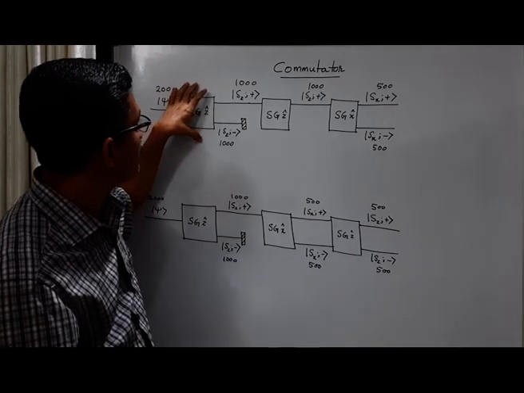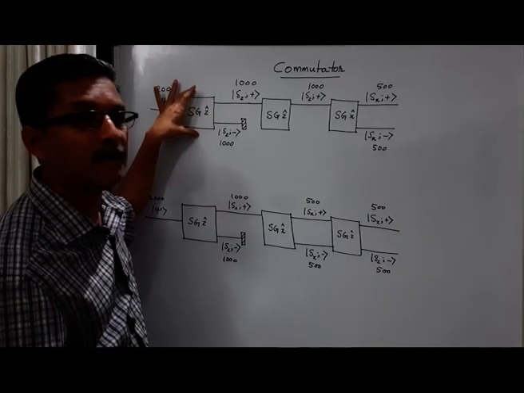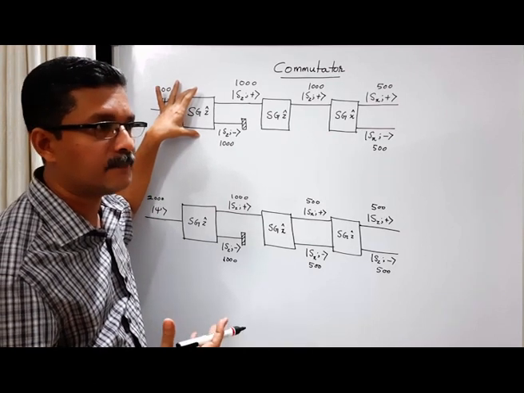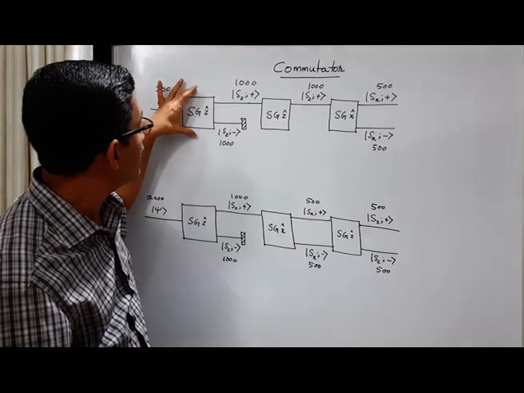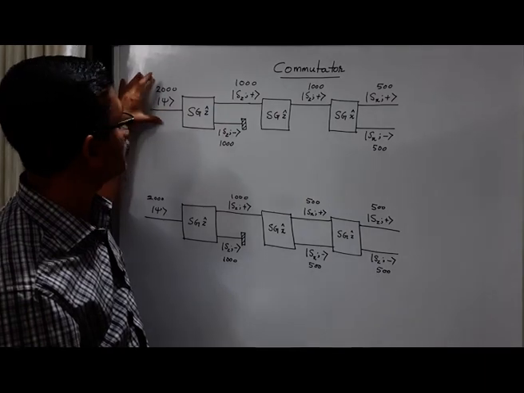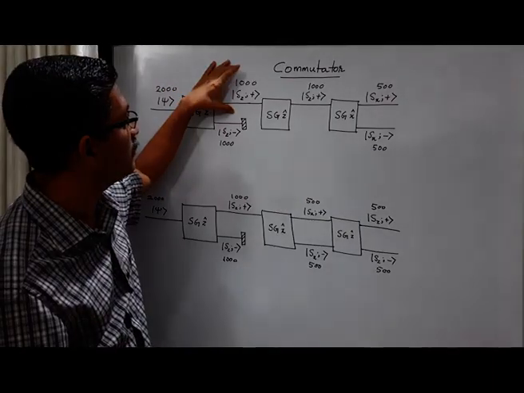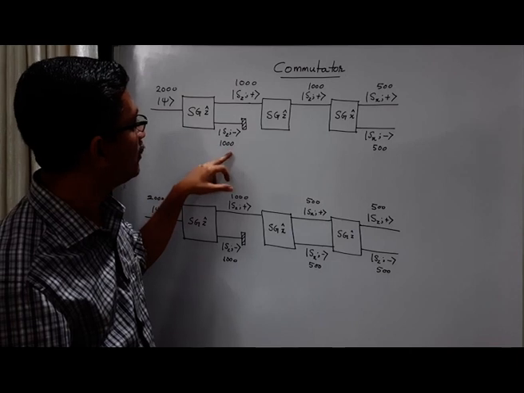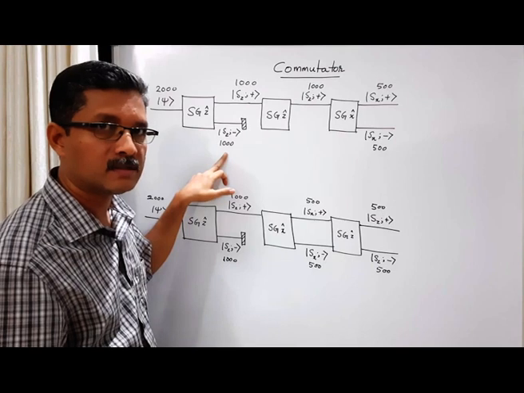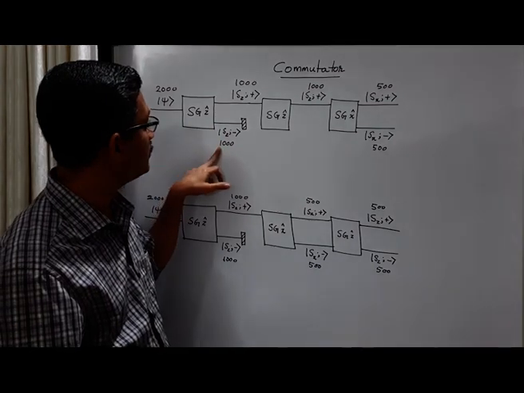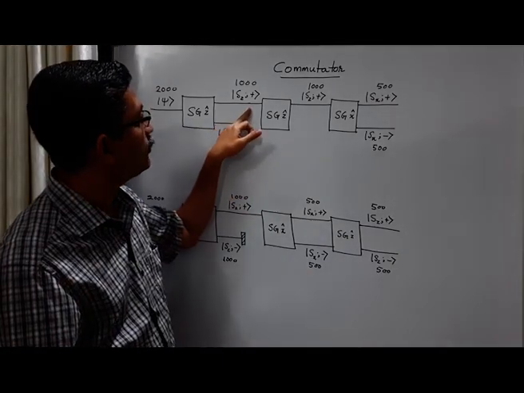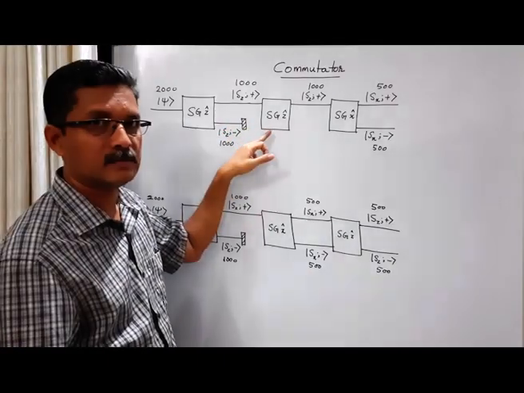The first Stern-Gerlach apparatus does a selective measurement. It acts as a filter. Here we measure spin in the z direction. There are 2000 particles here, so nearly 1000 particles will have upspin in the state Sz plus, and the other half will have downspin in the state Sz minus. These downspin particles are blocked, and this is our input beam to the second Stern-Gerlach experiment.